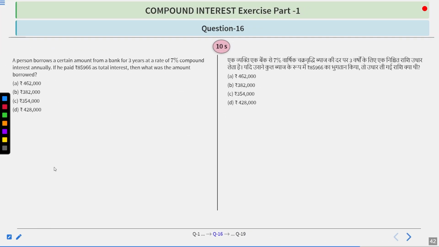Next, a person borrows a certain amount from a bank for 3 years at a rate of 7% compound interest annually. If he paid rupees 85,966 as total interest, then what was the amount borrowed? And the options are option A, 4,62,000, option B, 3,82,000, option C, 54,000, and option D is 4,28,000. These are the options.